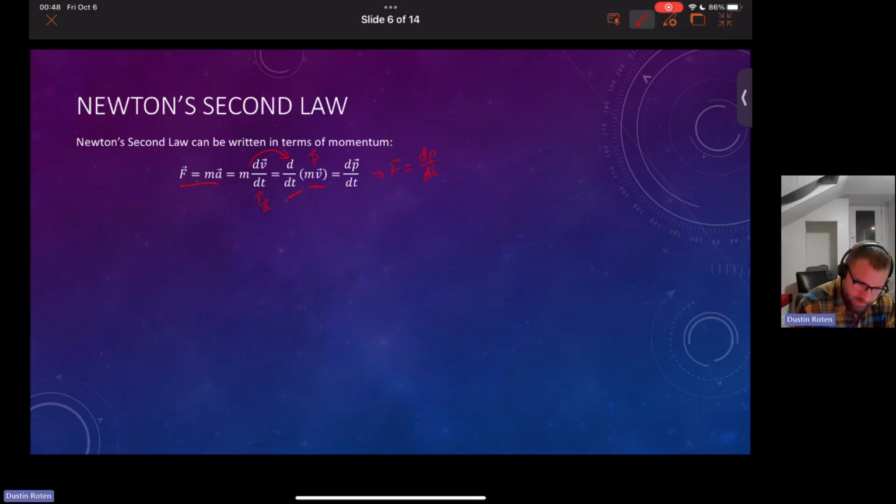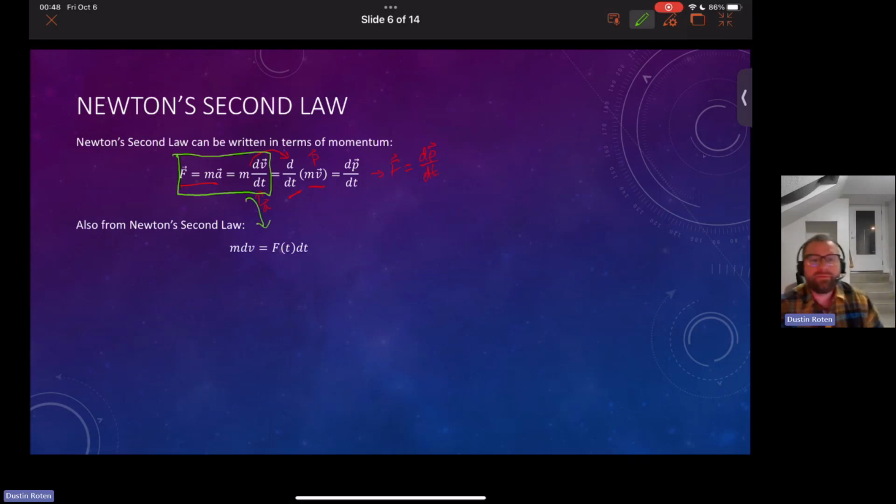dp dt. Okay, so this is just another way to rewrite Newton's second law. From this, though, what we can do is we can take this first piece here, so F equals m dv dt, and just move those bits over.